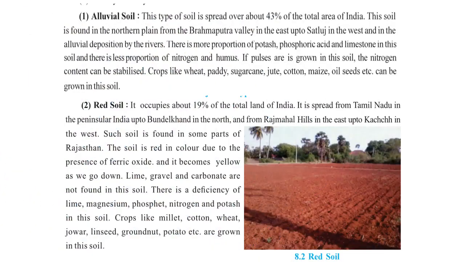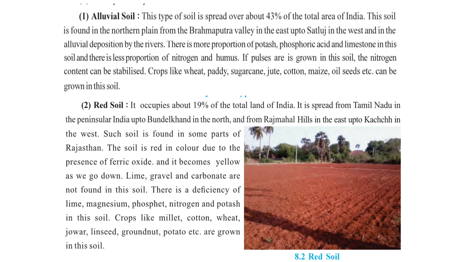Let us move further. We'll discuss the first one. We call it alluvial soil. Generally this soil is found in the northern part of India, in the northern plains, where we have rivers like Brahmaputra and Satluj flowing, and on the banks of these rivers you will find this type of soil. This type of soil is spread over 43% of the total area of India. It is found in the northern plains from the Brahmaputra valley in the east up to Satluj in the west.